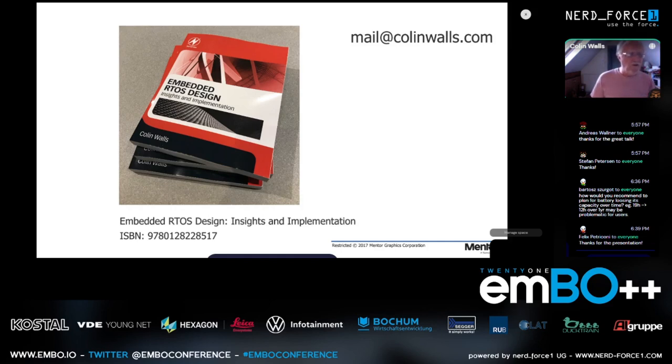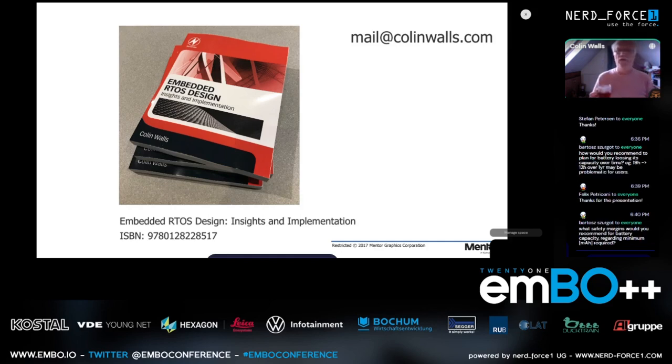I haven't seen any more for a minute or two, so I'm not going anywhere immediately. Oh, the previous question said, what safety margins would you recommend for battery capacity regarding minimum milliamp hours required? Well, I guess what you're asking there is, given that our design would allow 19 hours operation, should I be putting in a battery that gives me, I don't know, 29 hours operation? Well, that would be overkill. How much margin do you need?